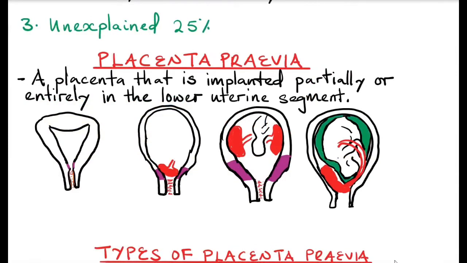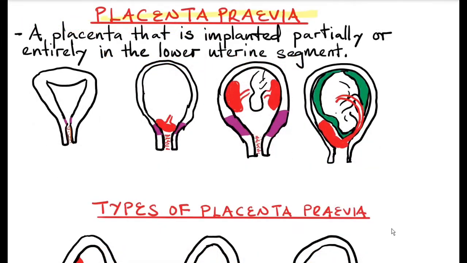There are some cases where you don't know the cause of antepartum hemorrhage. You've investigated, you find the placenta is well implanted, there's no abruptio placenta, and you do a speculum examination, there are no cervical lesions. This is unexplained antepartum hemorrhage, where you don't know the cause, and it constitutes about 25% of cases of antepartum hemorrhage.